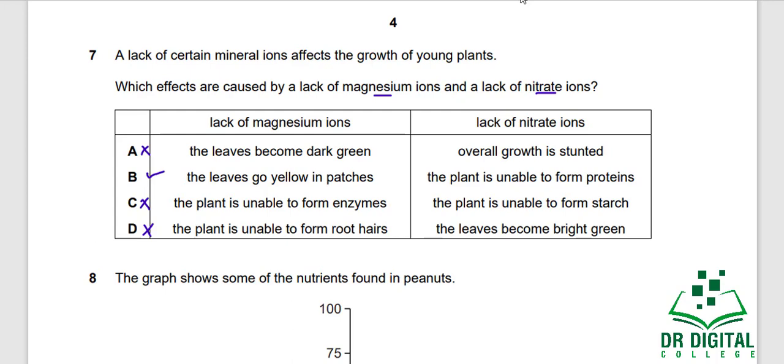Now let's have a double check. Lack of nitrate ions. In B it is said the plant is unable to form proteins. Yes, you know that the products of photosynthesis are integrated with the nitrates to form amino acids and then proteins. So the answer for question 7 is B.